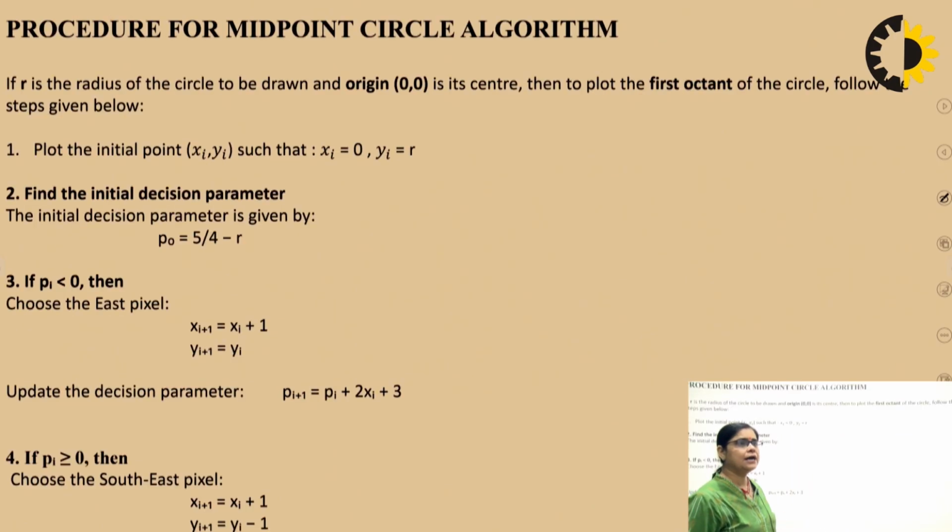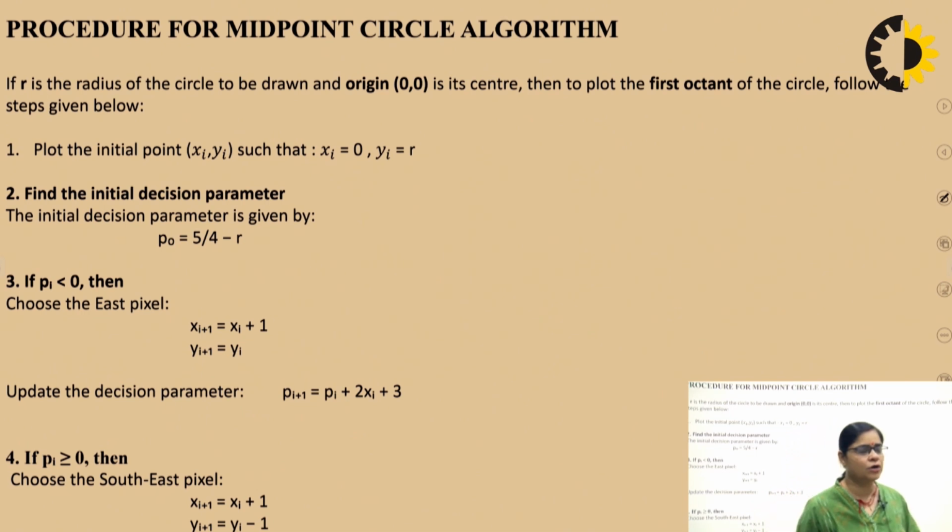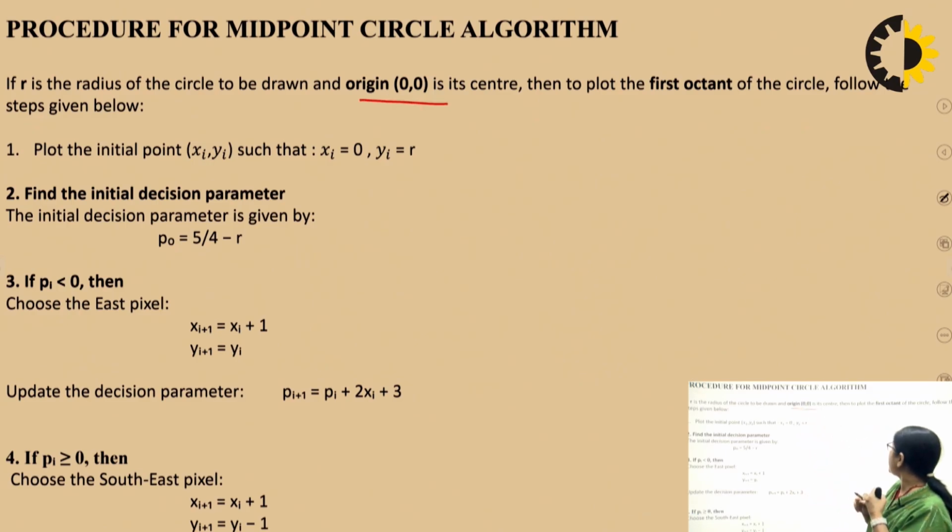So, let's take an example, but you should know the algorithm also. Based on that, how we are calculating the midpoint, that was a derivation. Now, I am discussing the procedure of the midpoint circle. For the procedure, just remember the points I have taken. You have to take the origin 0, 0, and we are just plotting the first octant of the circle. If you are able to find the first octant of the circle, you will be able to find the other 7 octants in a similar way.